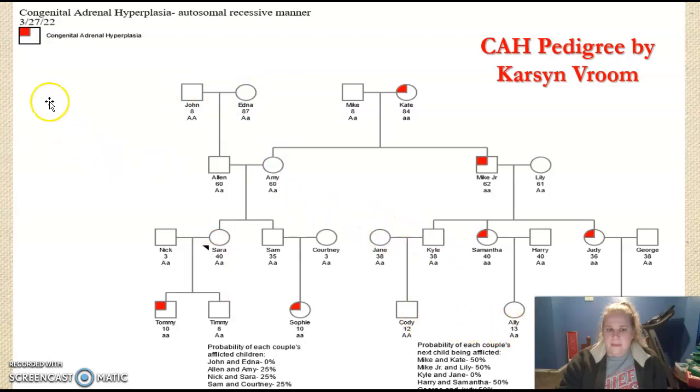I thought this was a fun assignment. It was a good visual as well, and it really helped me understand what happens from generation to generation with a recessive disorder.